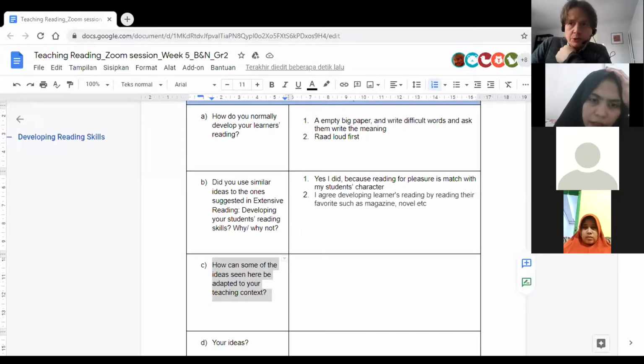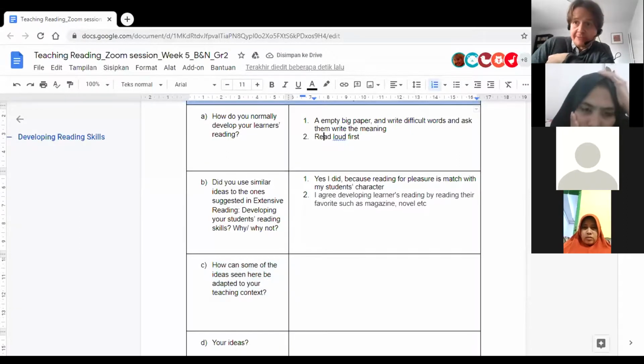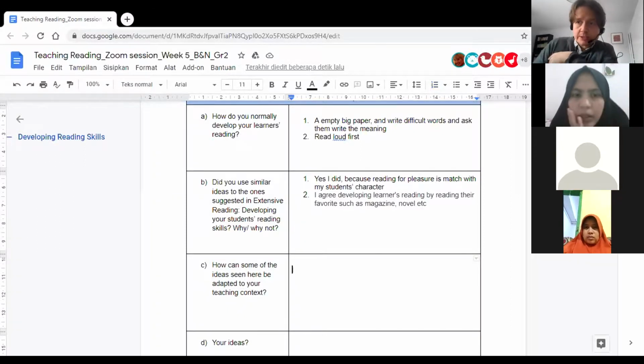Magazine, yeah. Some good points here. Learners reading by reading their favorites. Yeah, so they don't have to read books. They could read a magazine, or they could read a news story. They could read a blog online. Extensive reading can be about reading anything really. Think about what you read every day. Okay, good ideas.